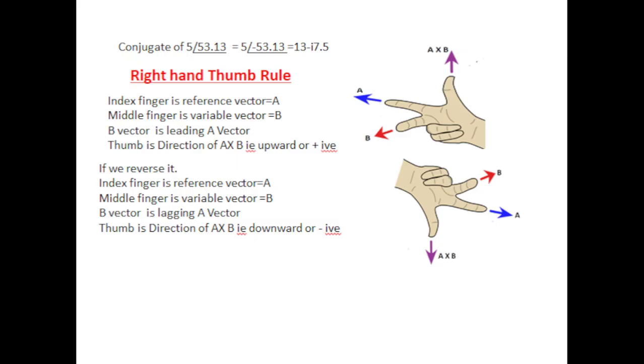Right hand thumb rule. Index finger is the reference vector equal to A. Middle finger is the variable vector equal to B. B vector is leading A vector. Thumb is the direction of A cross B, that is upward, positive. If we reverse it, index finger is the reference vector equal to A. Middle finger is the variable vector equal to B. B vector is lagging A vector. Thumb is the direction of A cross B. That is downward or negative.